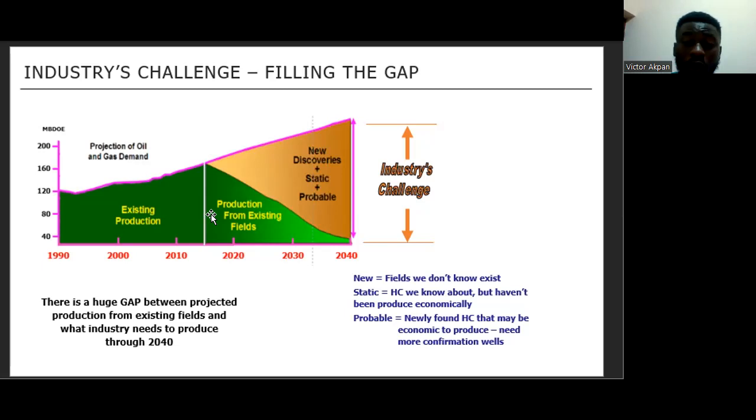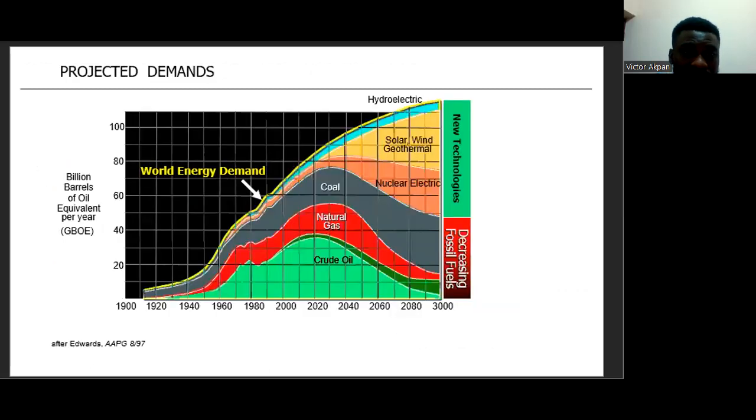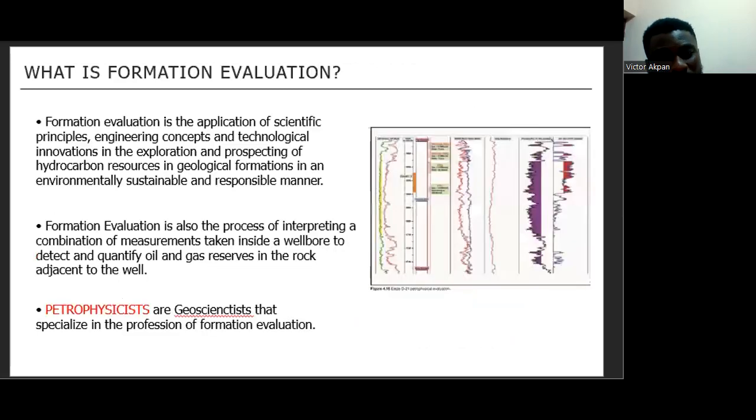And this is the part where formation evaluation really comes into play, because we do not want to discover hydrocarbon in an area that will not be economic, right? And this is why formation evaluation is very important. So this is also just buttressing the global demand challenge. And let's go into formation evaluation proper.